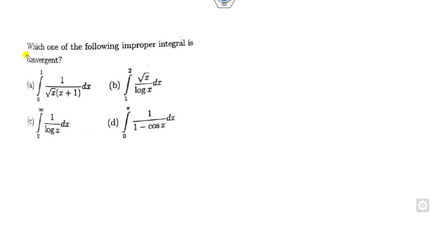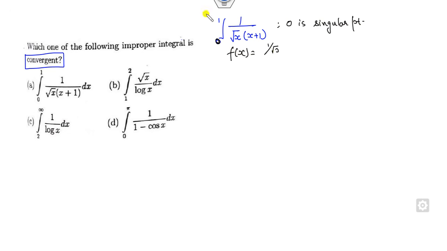Which of the following series is again convergent? Fine. Now look at the first case. Root x plus 1. Clearly 0 is the singular point. Fine. So I can simply take f(x) as this, and I have to use the limit comparison test. So x plus 1 root x, and g(x)... because 0 is the only singular point for this. So what is f over g? If I divide them, it is this.